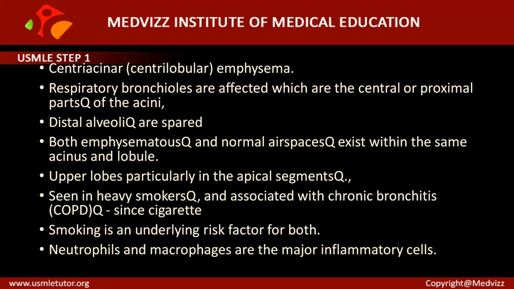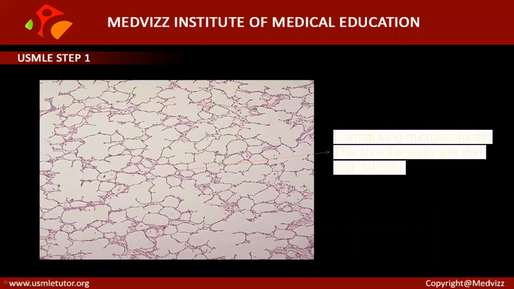Because smoking is a risk factor, as I told you, the coal tar coming from the smoke can attract neutrophils and macrophages, and it can also produce reactive oxygen species that cause free radical mediated injury. So neutrophils and macrophages are considered the most common inflammatory cells seen in this type. Now let us move on to our histological picture. This is the normal lung, what you can see here microscopically, where the alveolar walls are thin and delicate, right?